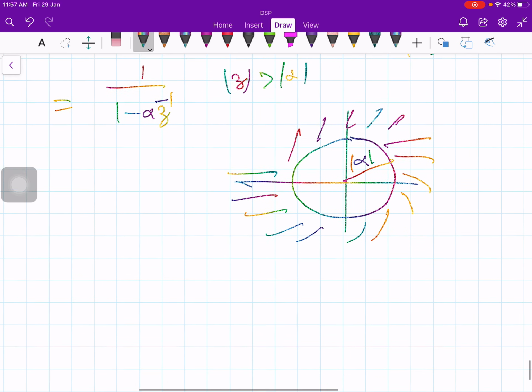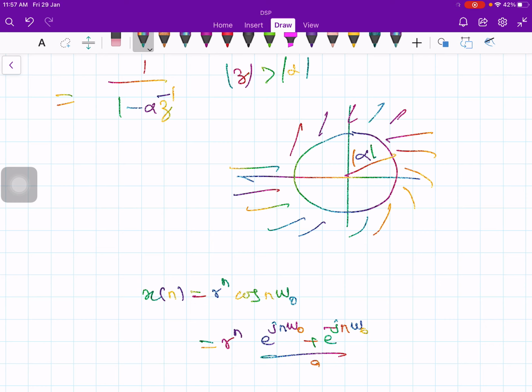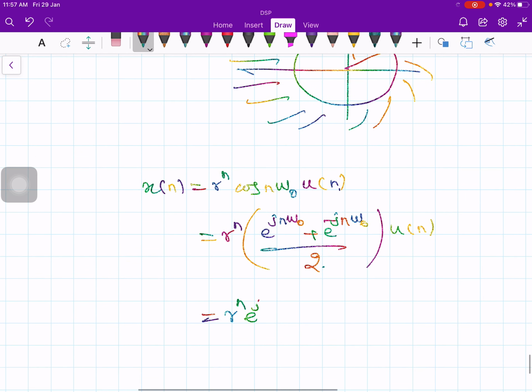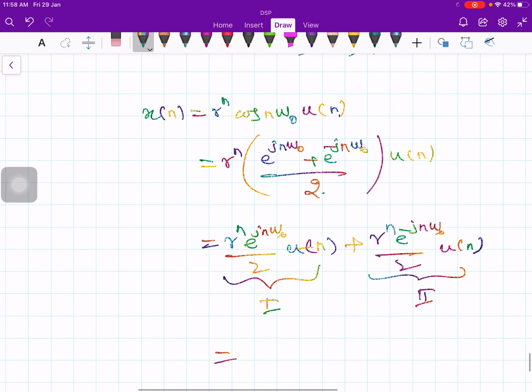In a similar manner, I can find out the Z transform of x of n equal to r to the n cos of n omega naught. What you do is, you write cos n omega naught as e to the j n omega naught plus e to the minus j n omega naught, divided by 2. You multiply by u of n. Then your sequence becomes r to the n e to the j n omega naught by 2 u of n plus r to the n e to the minus j n omega naught by 2 u of n, and you separately find the Z transform of the first term and of the second term and add these two Z transforms.